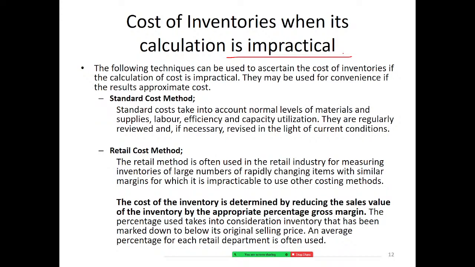And how to estimate the cost? We know the selling price. How to estimate the cost? We know the margin, say a 10% margin, 50%, 15%, 20% margin. So simply deduct that margin and we can easily calculate the cost. The cost of inventory is determined by reducing the sales value of the inventory by the appropriate percentage of gross margin. So for example, if the price is 100 and gross margin is 20%, then we reduce 20 and easily get 80 rupees as the cost. The percentage used takes into consideration inventory that has been marked down to below its original selling price. An average percentage for each retail department is often used.